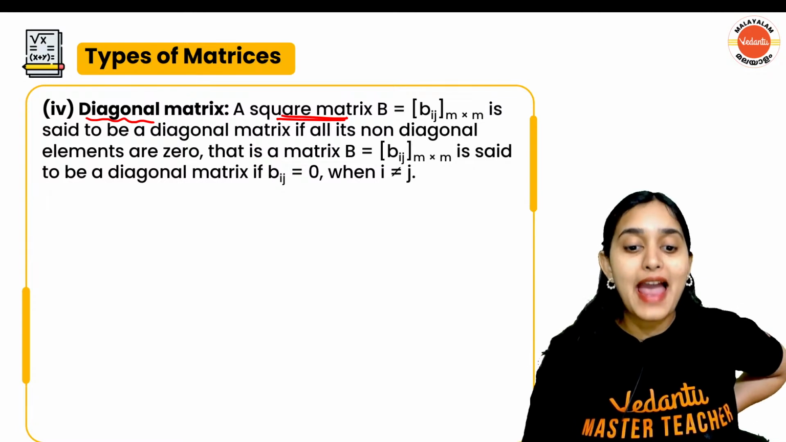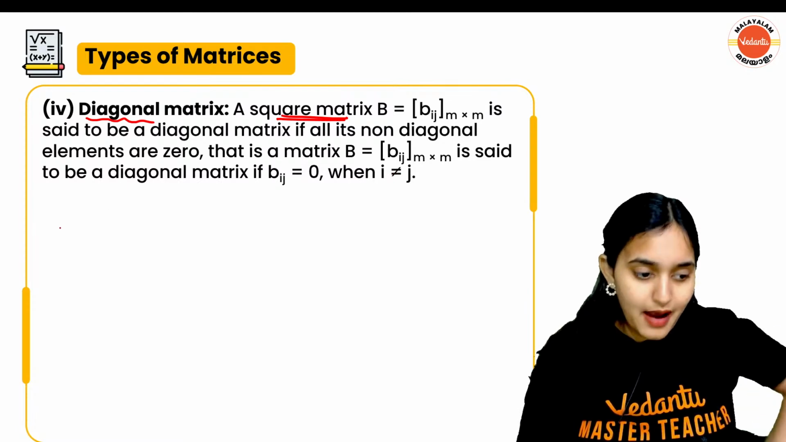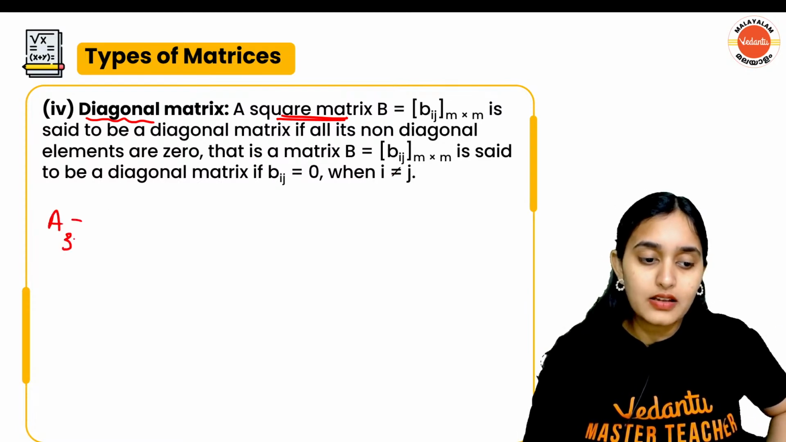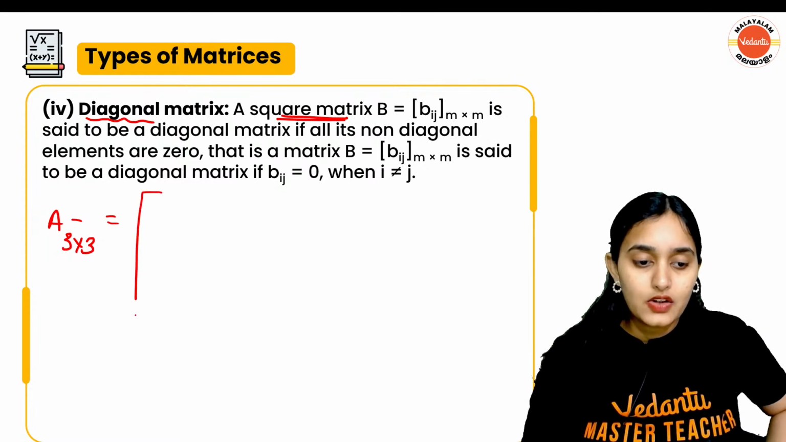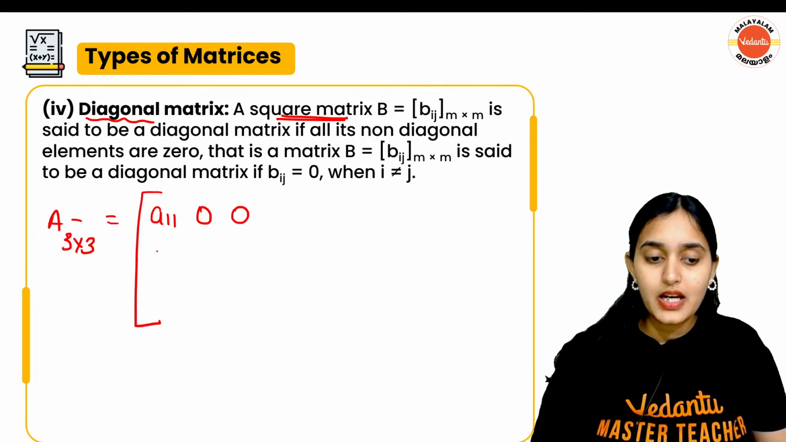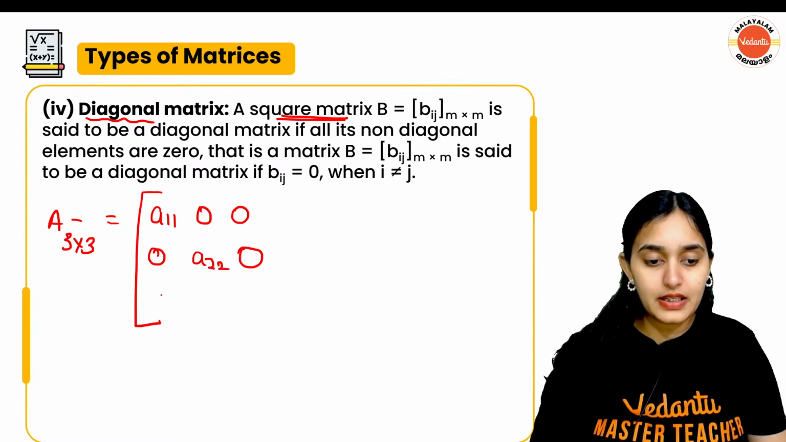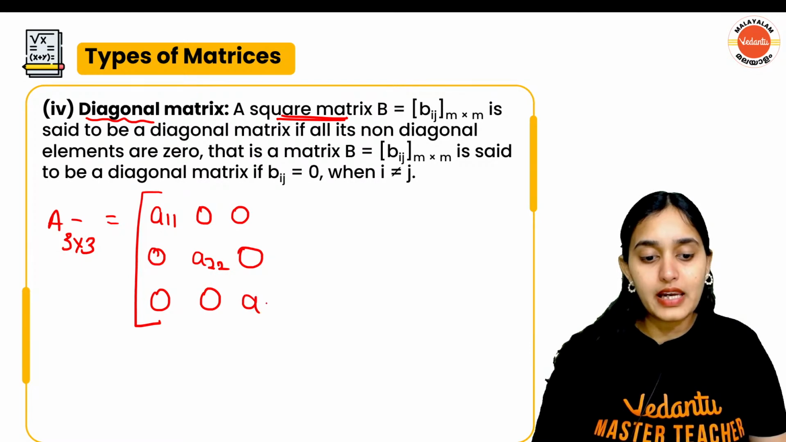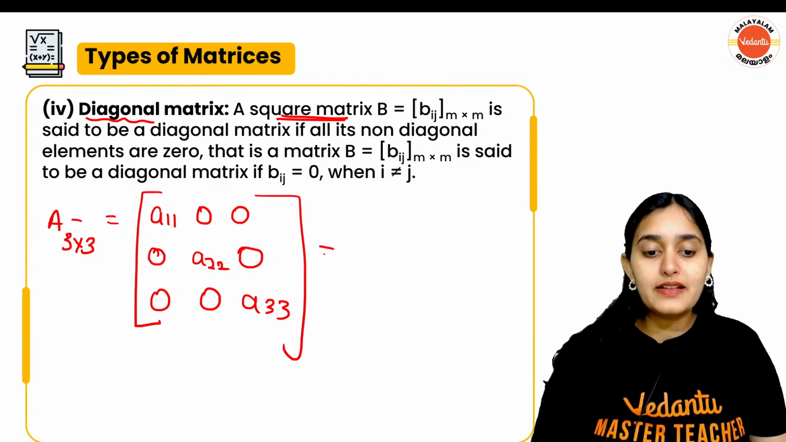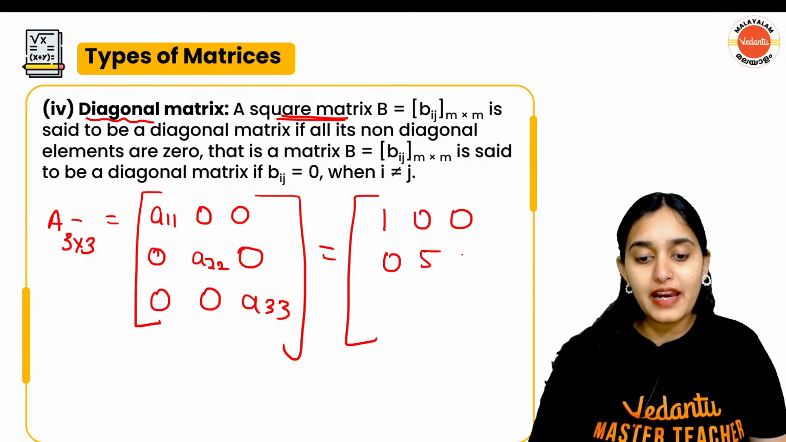Except diagonal elements. So, for example, you have a 3 cross 3 matrix. So, here A11, 0, 0. Similarly, you have 0, A22, 0, 0, 0, A33. So, for example, you have a matrix 1, 0, 0, 0, 5, 0 and 0, 0, 7.